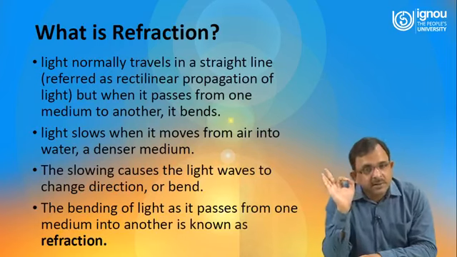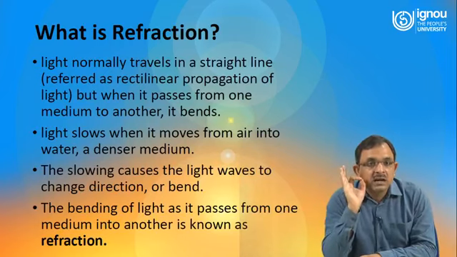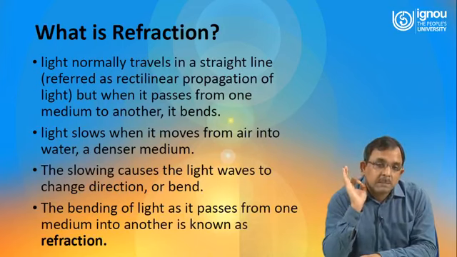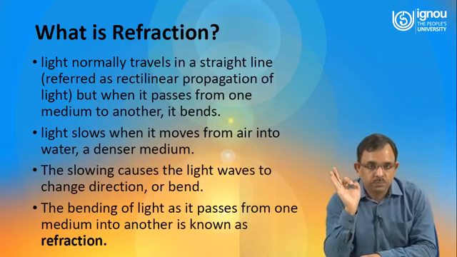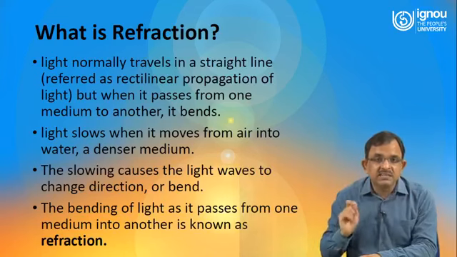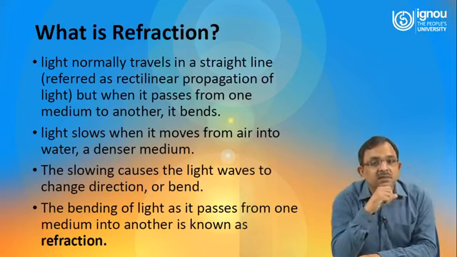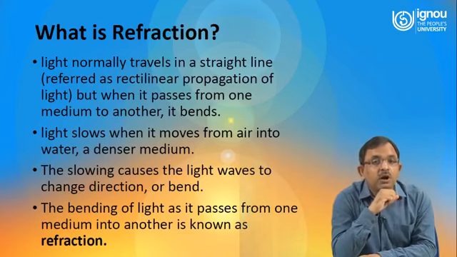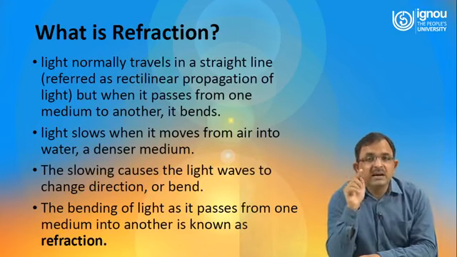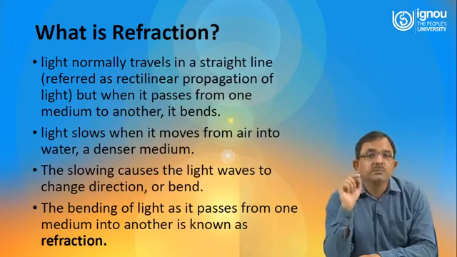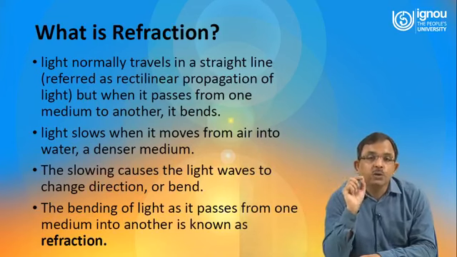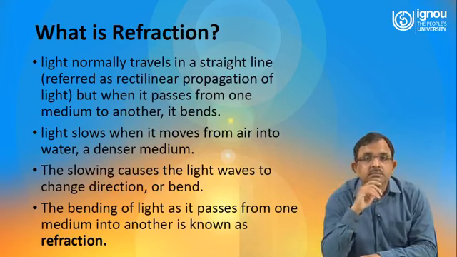The denser the medium, the slower the pace of the light will be. And this slowing basically causes the change in the direction of the light waves, or what we call bending. So the bending of light as it passes from one medium to another is basically known as refraction.